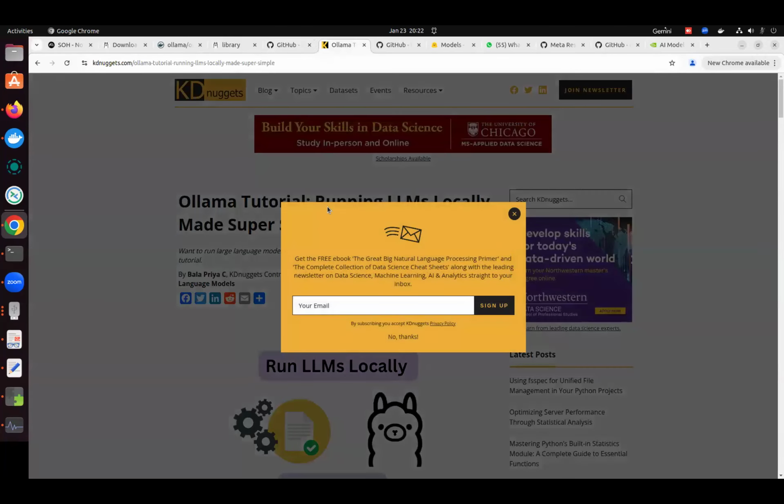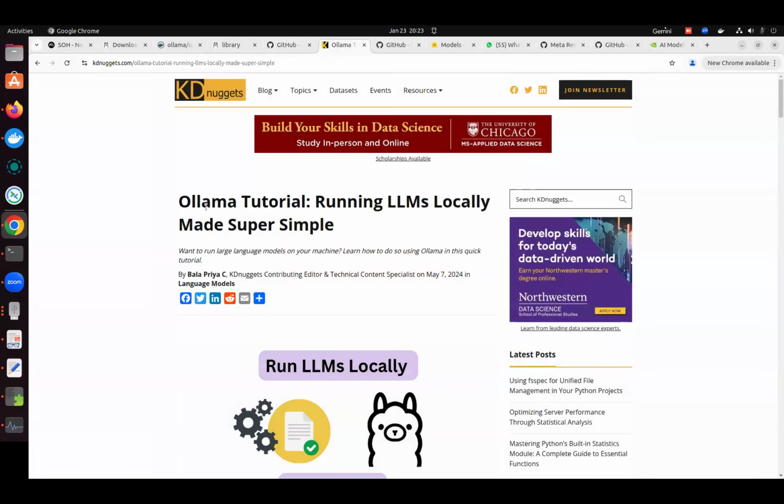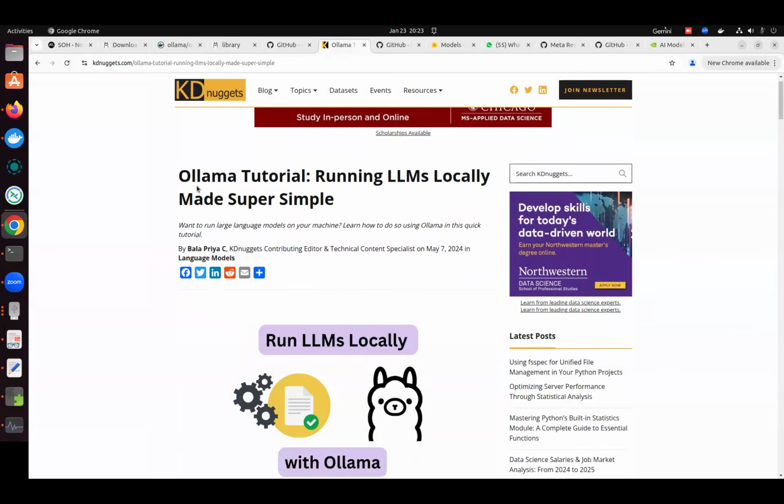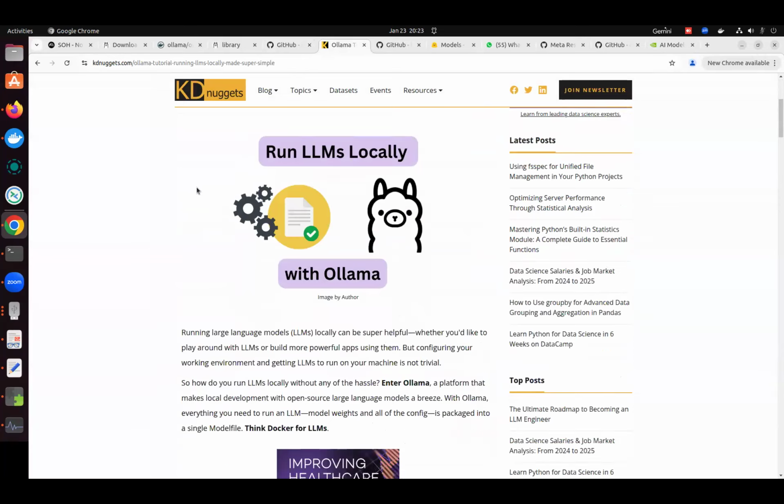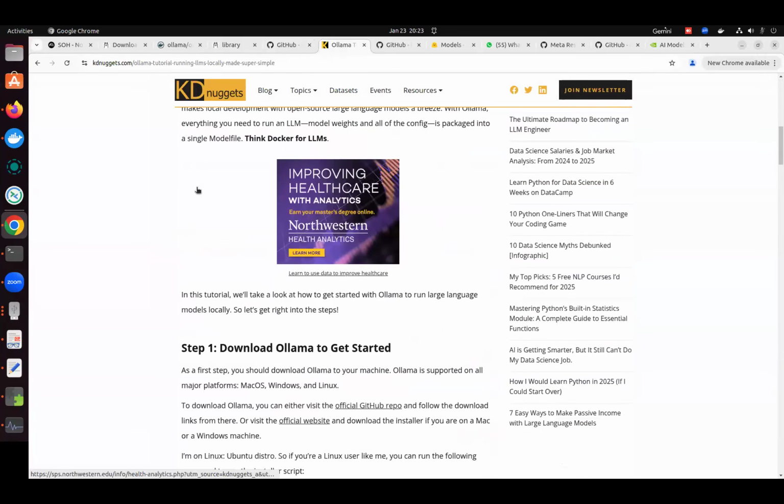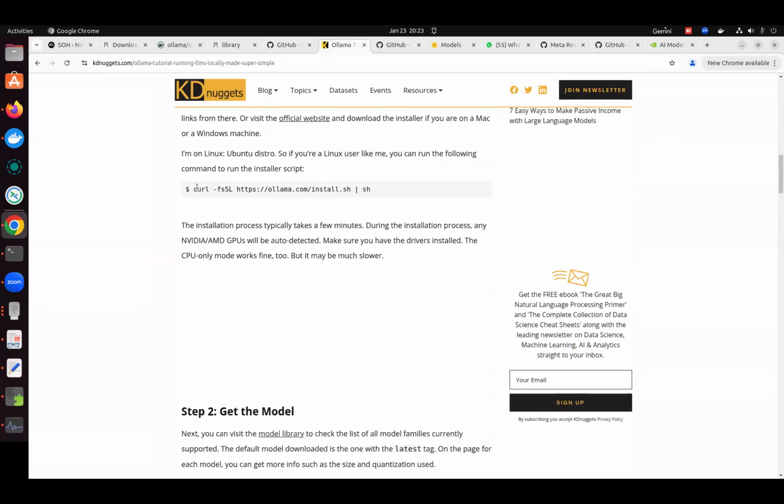And there are various tutorials available which explain how to run LLMs locally, because large language models are the trend of the day. So there are various repositories and places where you can do it.